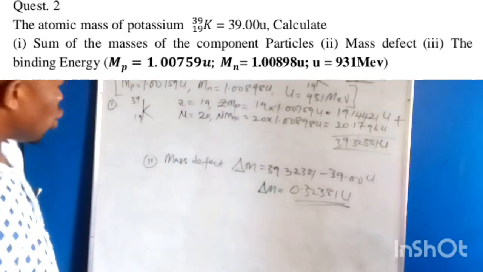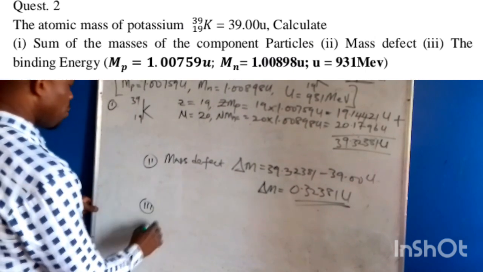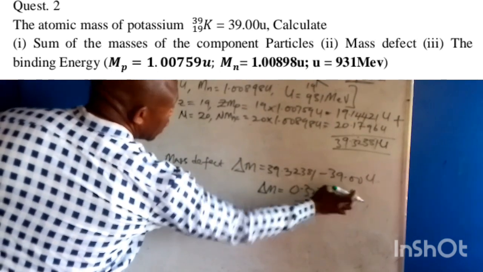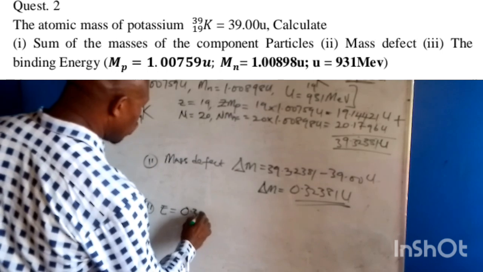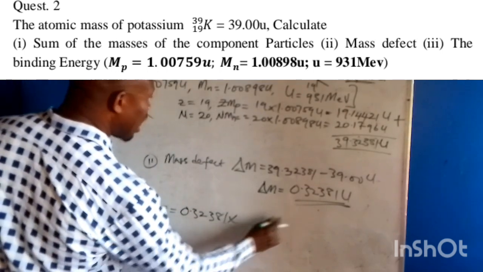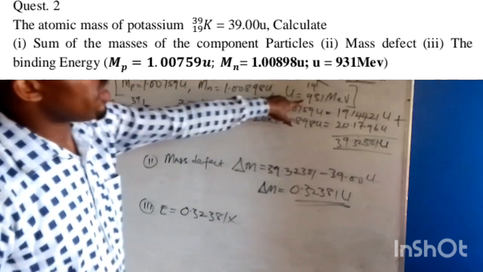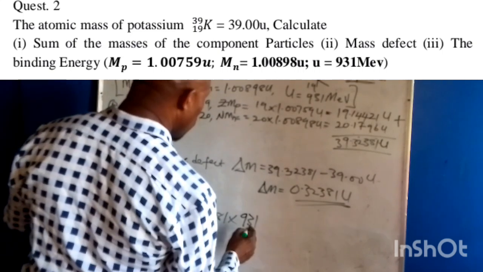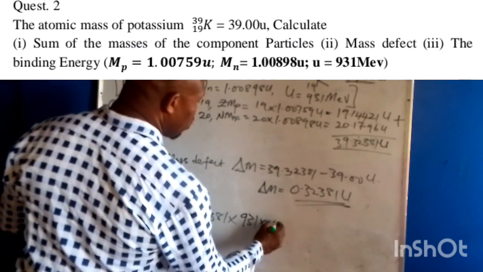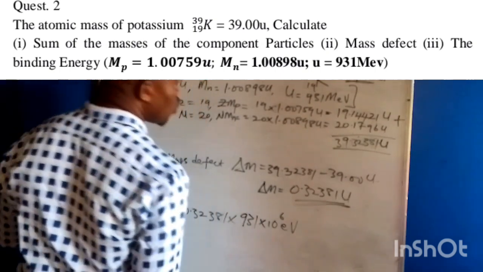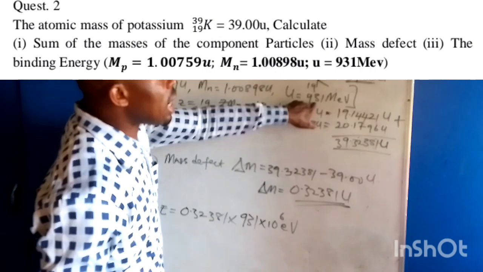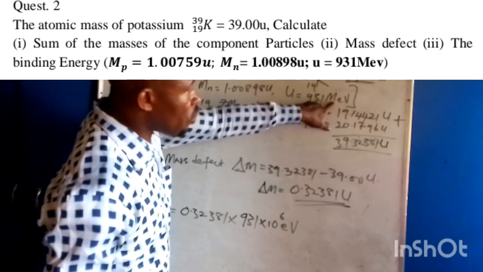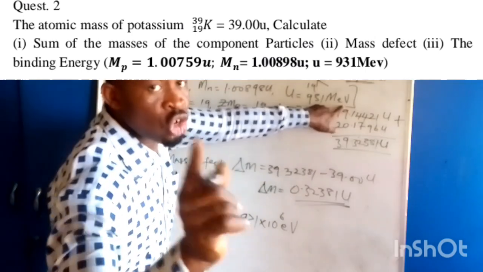Now the binding energy. Binding energy E will give us, we now put in the value of this, that is the difference. So we now have 0.32381 times U. Now we come up here, we're given the value of U. U is 931 mega electron volts. So this is mega, times 10 raised to power 6 electron volts. Or you can just write 931 MeV if you don't want to put the value of this. So that means if you put the value of this, the remaining answer will now be in electron volts.